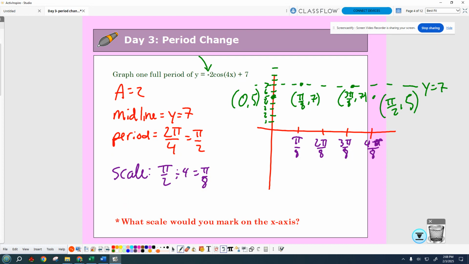So the last one, Alan, what am I missing? You're gonna say pi over 2, 9. Pi over 4. Oh, right.